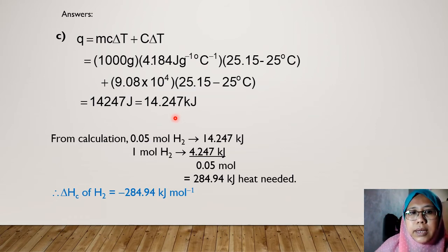Right. Previously, we have calculated the number of mole of hydrogen gas is 0.05. This much of number of mole produces 14.247 kilojoule. So how much is the energy used when we have 1 mole? Now, it is calculated to be 284.95 kilojoule per mole that is needed. Now, the final answer is delta H combustion for hydrogen gas is negative 284.94 kilojoule per mole.